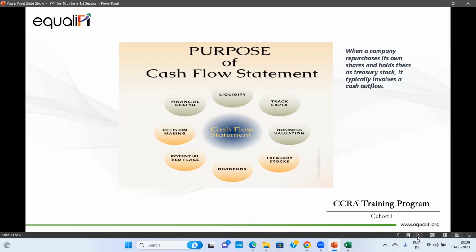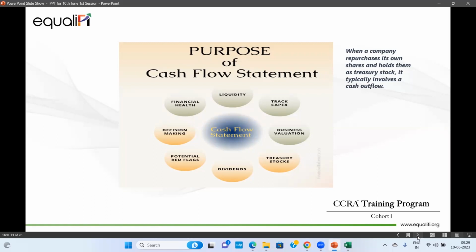Then it also gives me a true picture of my capital expenses, because in the cash flow statement we get to know how much capital expenses there were. Next, it helps in business valuation, because in tomorrow's session, when I go for the discounted cash flow method, the cash flow statement is very much important. In future, cash flows will be discounted. So it helps in business valuation.